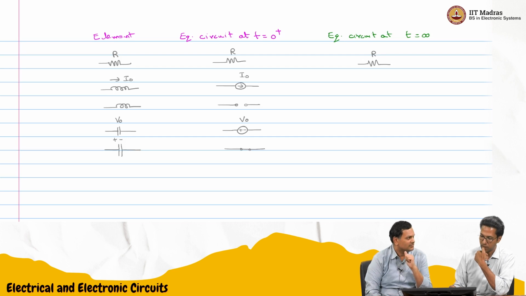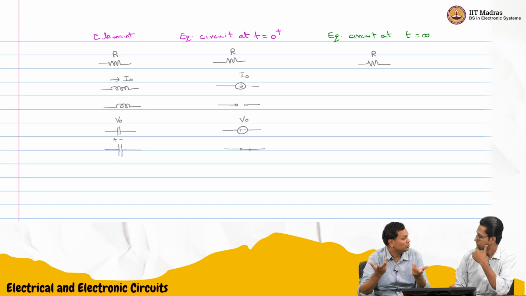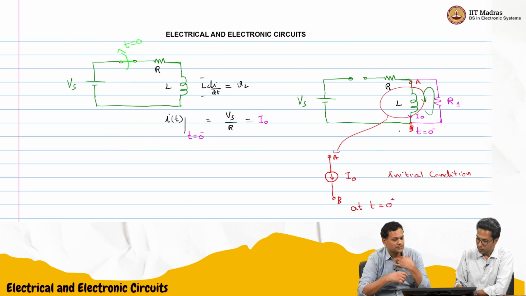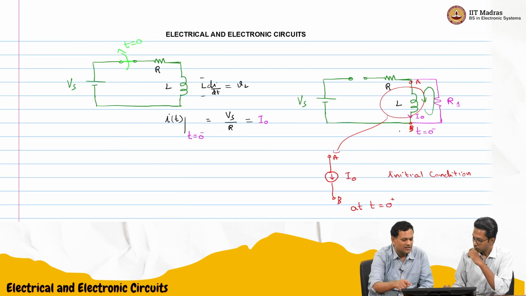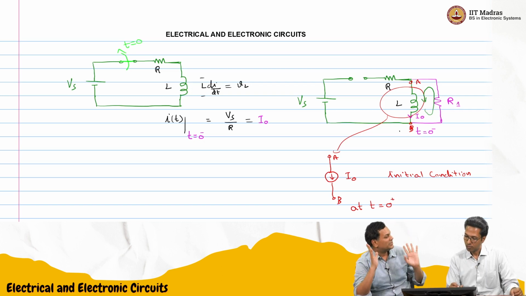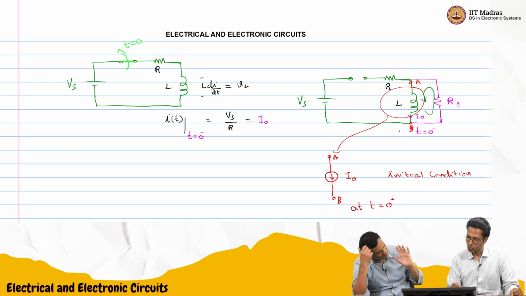Now for the inductor, there is some initial current I naught, right? But at t equal to infinity, there will be no effect of that. It will have a new final state. We'll go to this circuit. The final value is 0 if you wait long enough. All of that initial condition of I naught, all Vs by R, is completely gone. It doesn't show up at all at t equal to infinity.